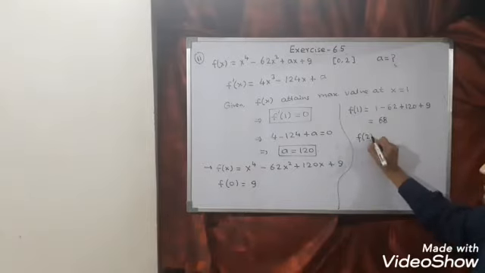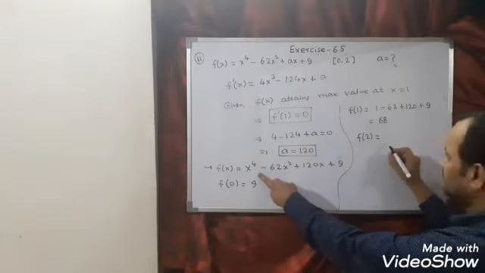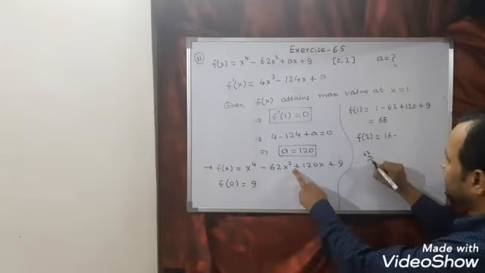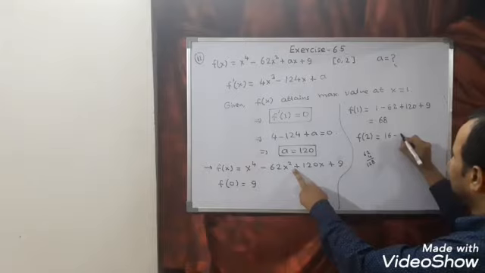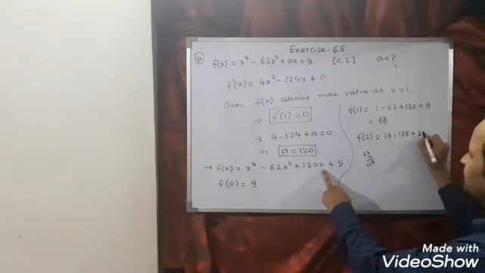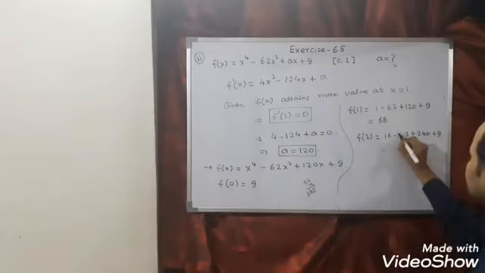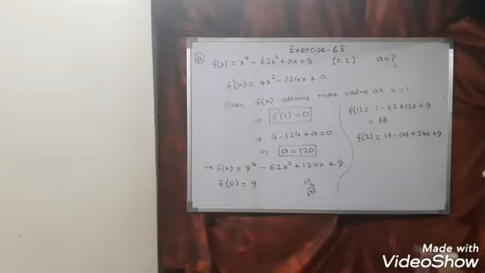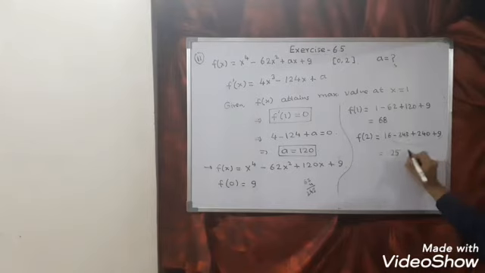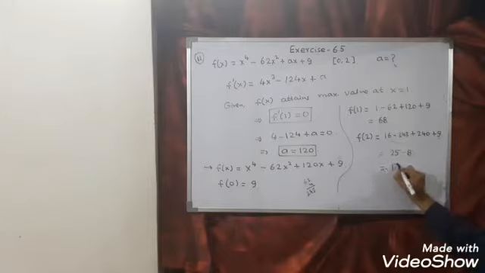And f of 2, calculate. 2 2s are 4, so 16 will come, minus 2 2s are 4, so 4 times 8 will come, 128 will come, plus multiplying by 2, 240 will come, plus 9. Now see here: 16 plus 9 is 25, and minus 248 plus 240 is nothing but minus 8, and 25 minus 8 is nothing but 17.